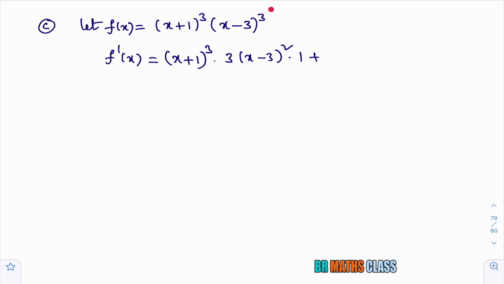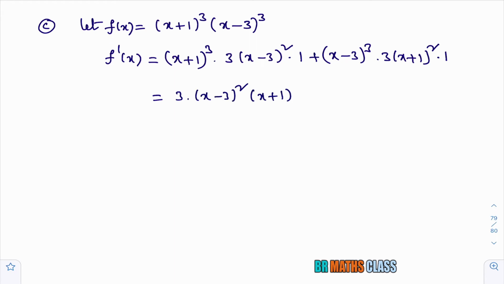What is the point here? Derivative of x minus 3 whole cube is 3 times x minus 3 whole square into 1, plus x minus 3 whole cube into derivative of x plus 1 whole cube. I am just applying the product rule. Derivative of x plus 1 whole cube is what? That is 3 times x plus 1 whole square into derivative of x plus 1, which is 1. You simplify this, what you will get? 3 times x minus 3 whole square into x plus 1 whole cube plus 3 times x plus 1 whole square into x minus 3 whole cube.